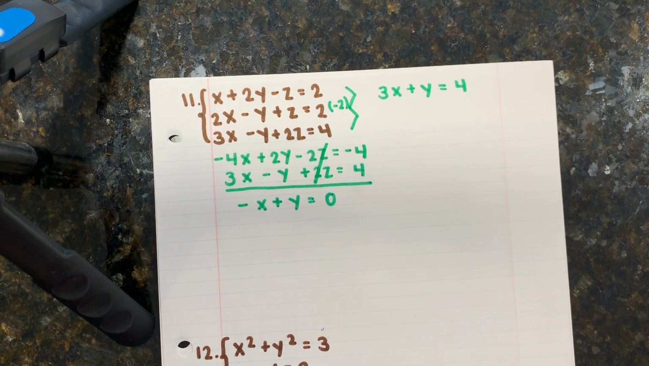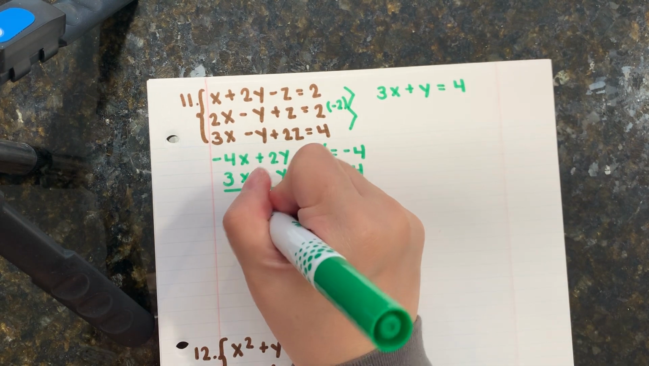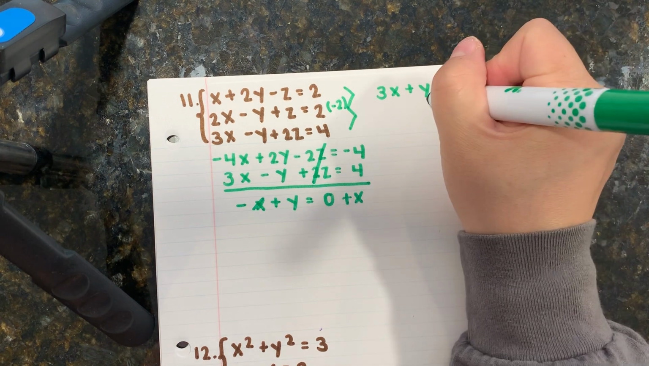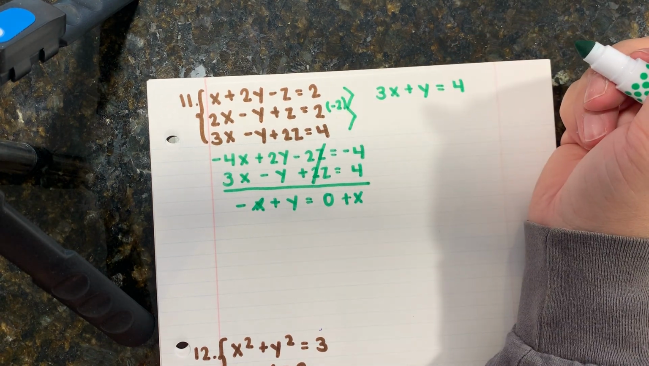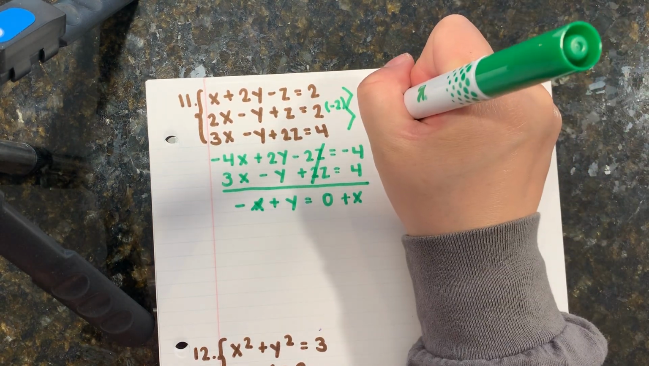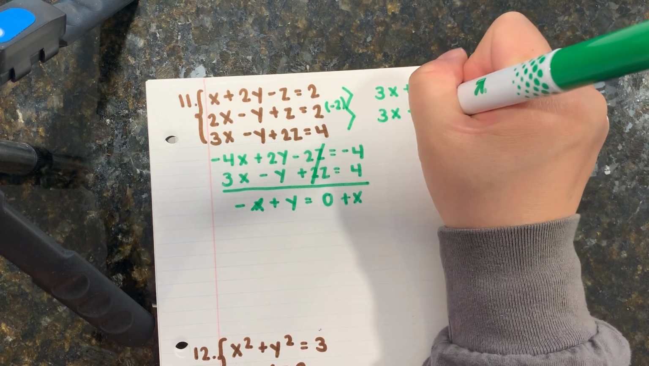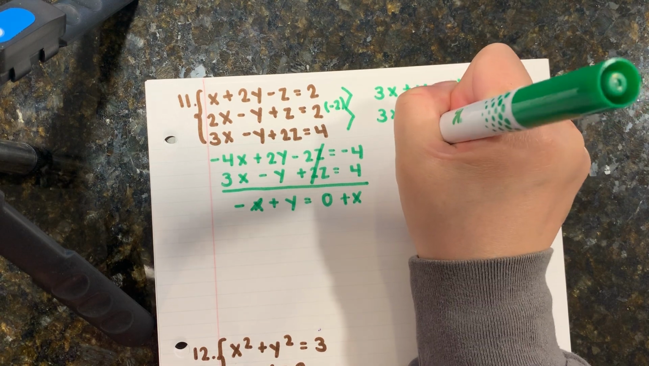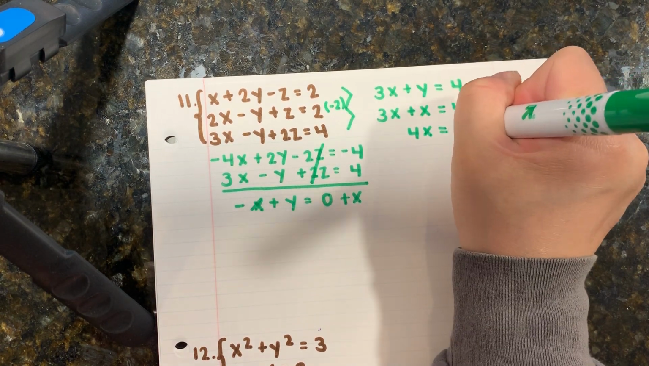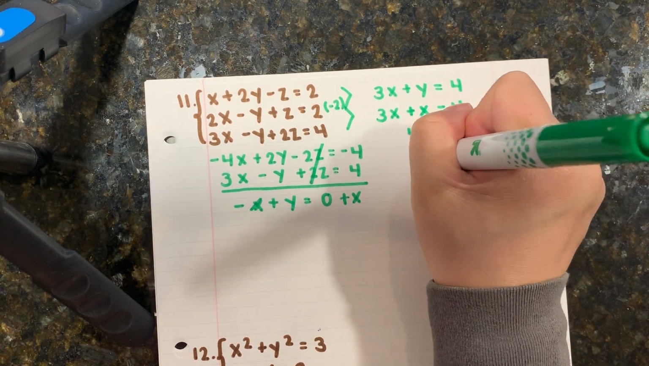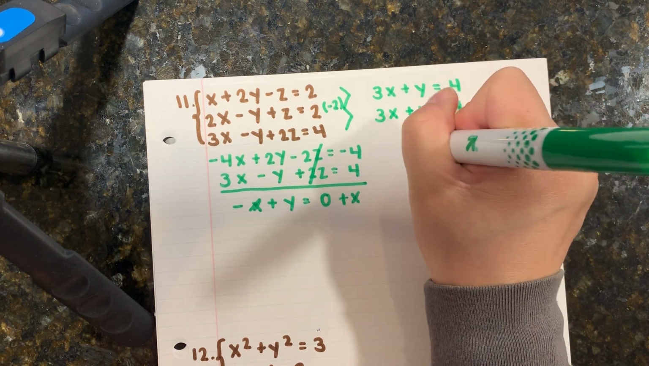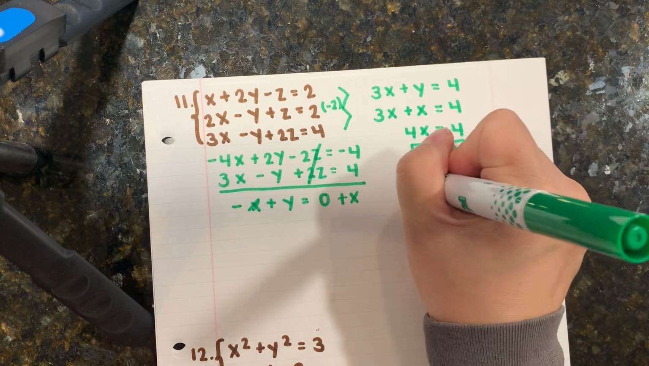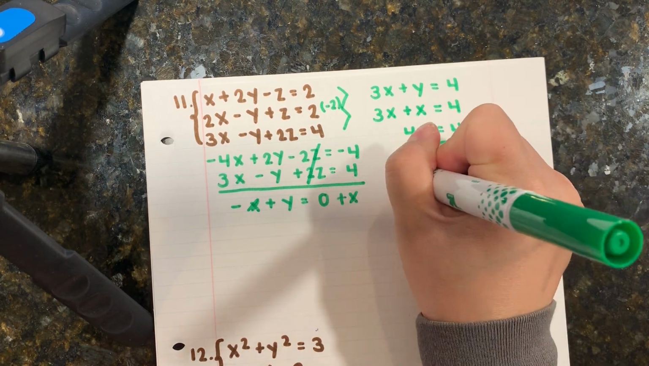Well, if I look at that, if I move this x to the other side, I add it to the other side, I have y is equal to x. So now I can come back to this equation here and replace my y with an x. So this would become 3x plus x equals 4. So now I have 4x equals 4. And therefore, x is going to be equal to 1. Now, if y is equal to x, then I know that y is also going to be equal to 1.